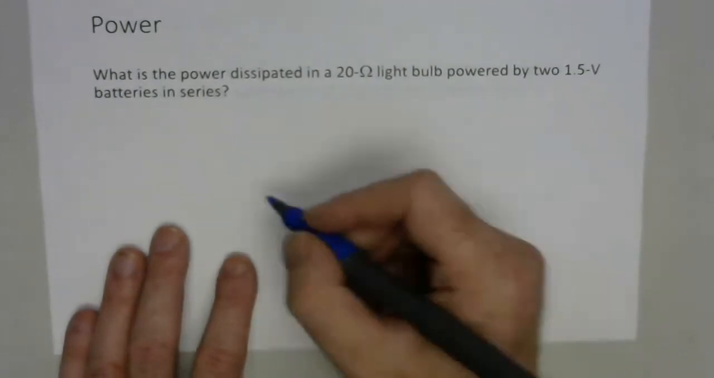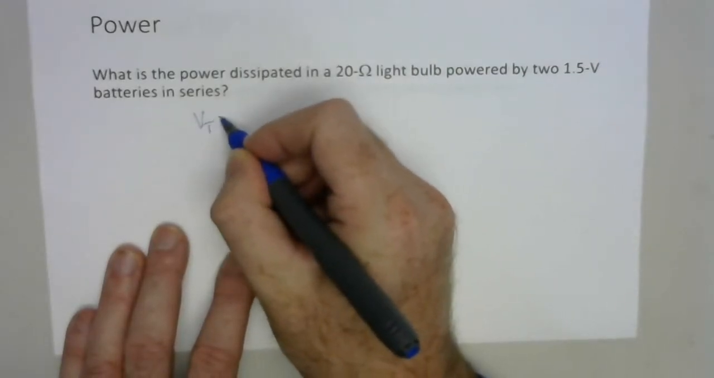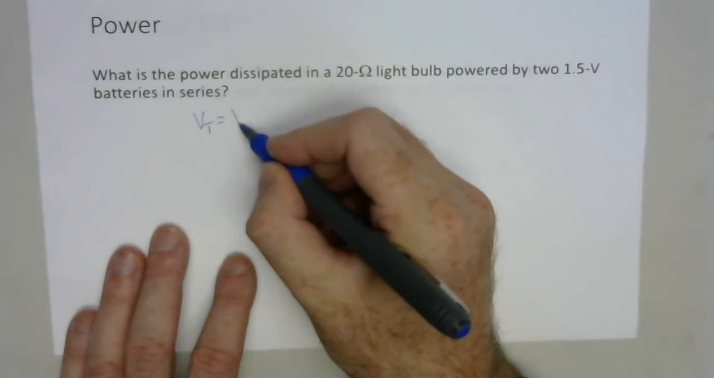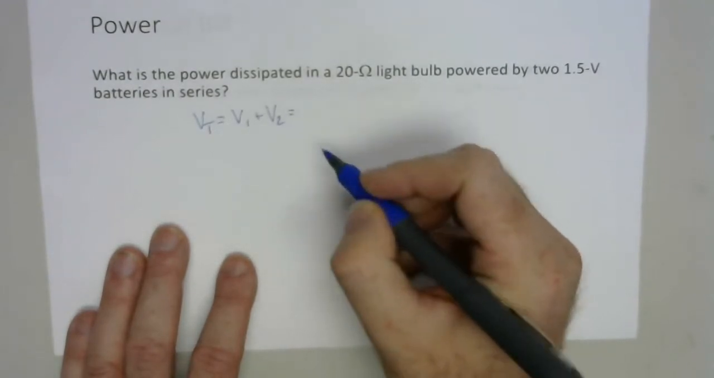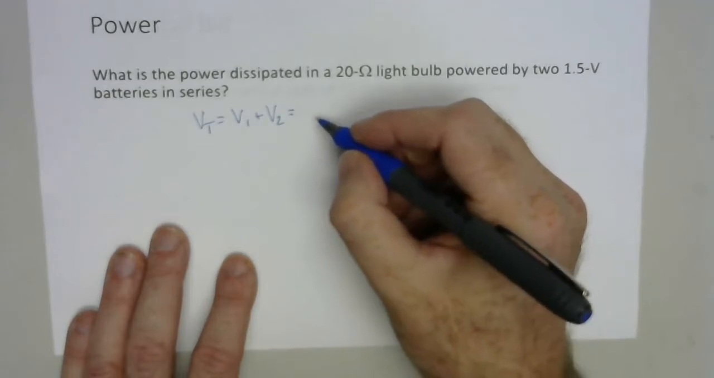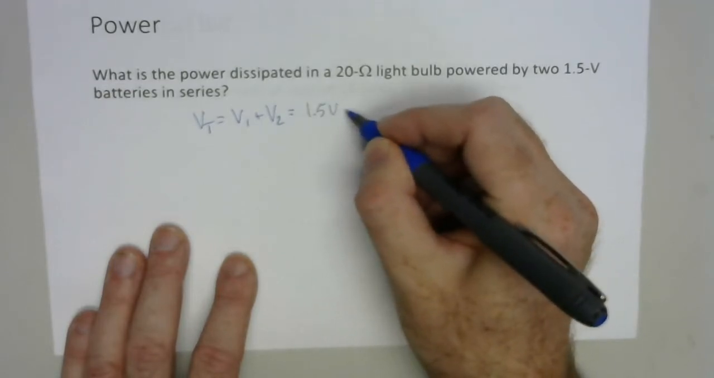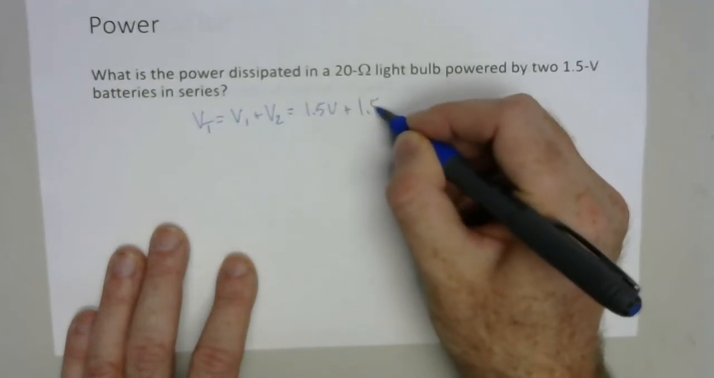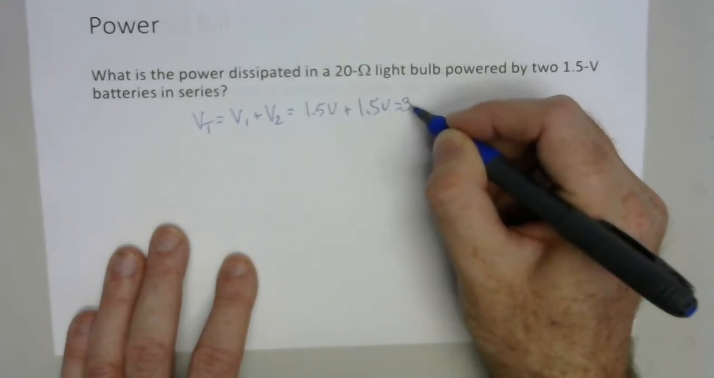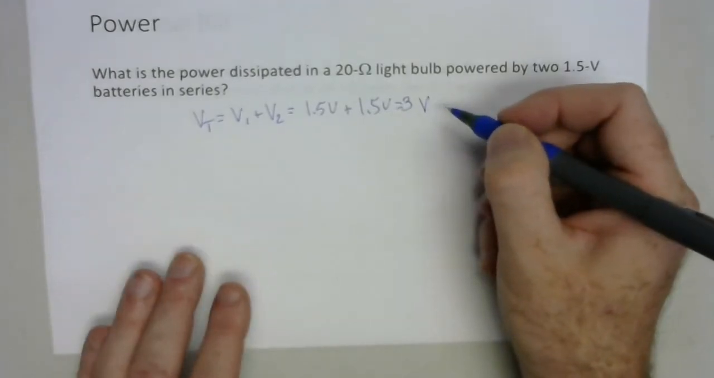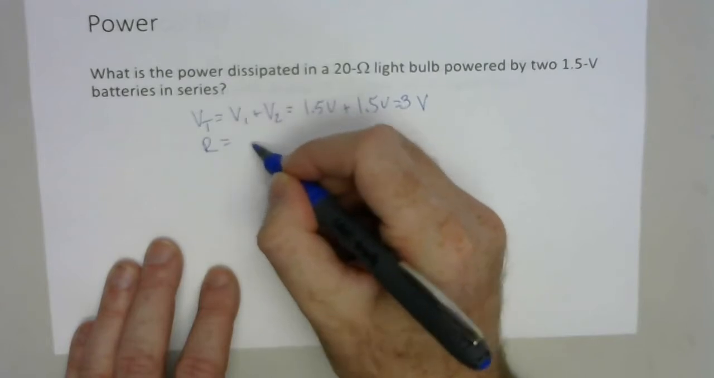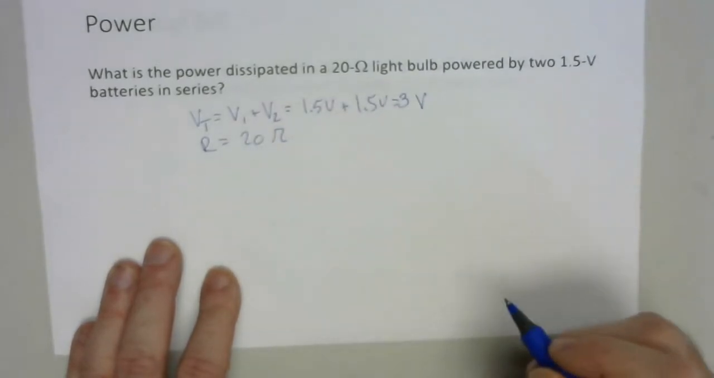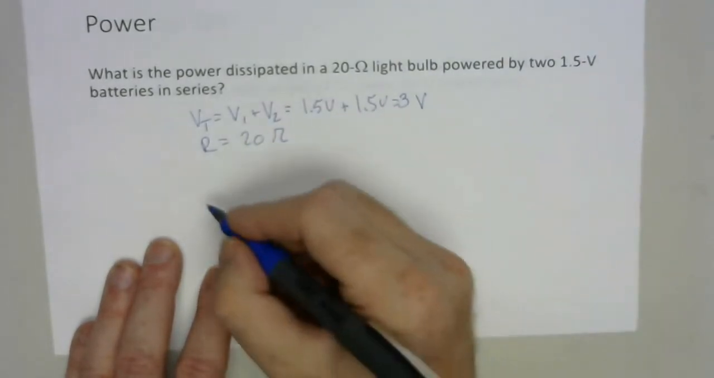So let's start with the total voltage. It will be the voltage of battery 1 plus the voltage of battery 2, since they're in series. And so that'll be 1.5 volts plus 1.5 volts for a total of 3 volts. We also said that the resistance was equal to 20 ohms.